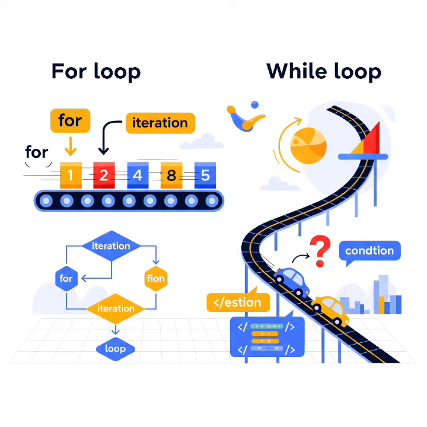How it works: you tell it, keep doing this as long as this specific situation is true. It checks the situation before each repetition. If it's true, it does the action. If it's false, it stops.